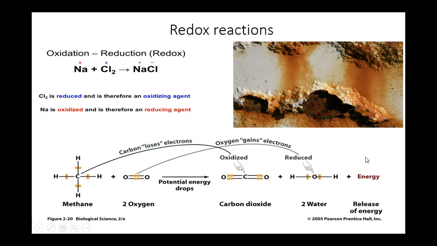And this is where we left off, just explaining what an oxidation reduction reaction is. With regard to methane at the bottom, what you're looking at is methane loses electrons, becomes carbon dioxide, so it loses electrons, it becomes oxidized. Oxygen gains electrons, becomes water, it's reduced, energy is released.